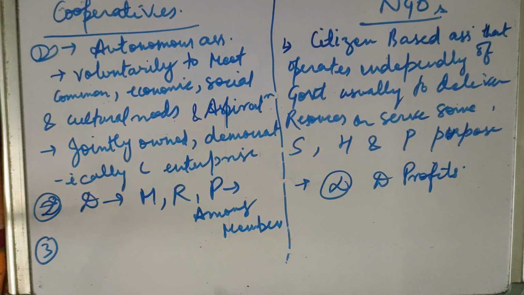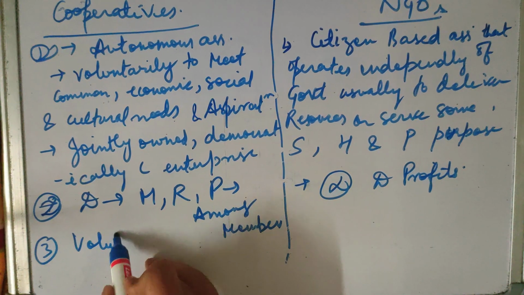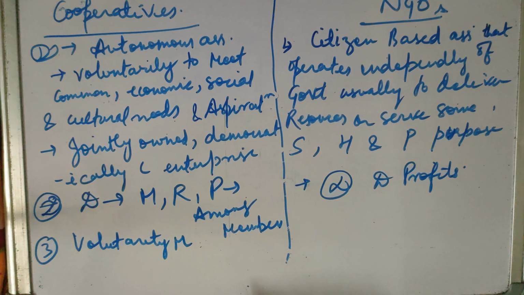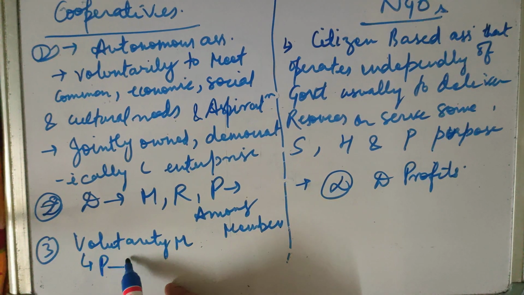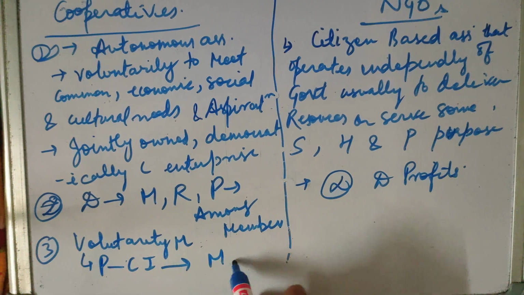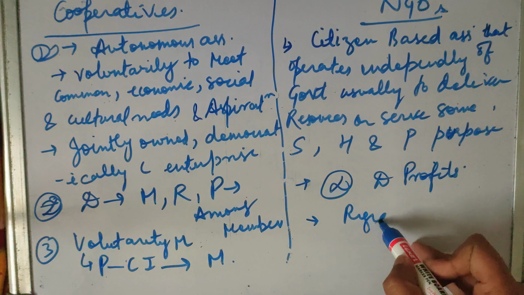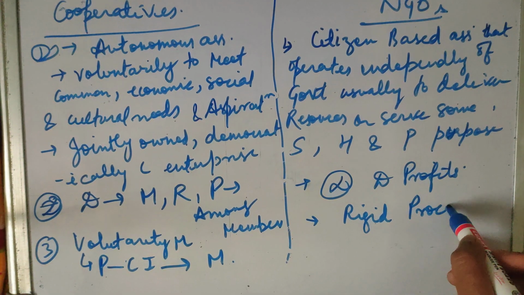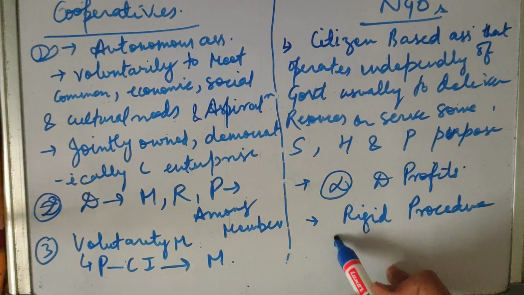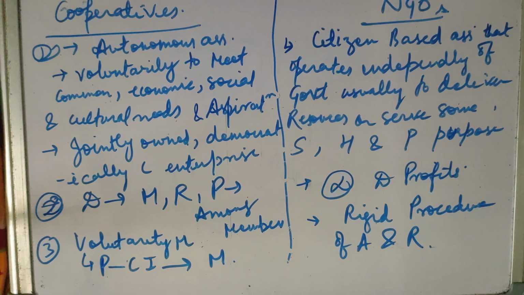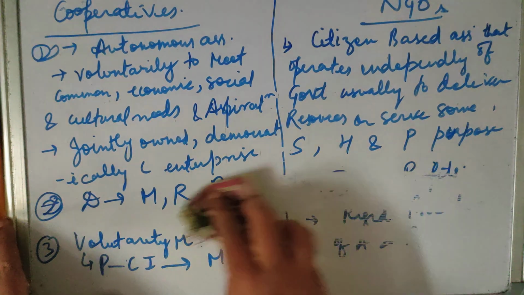Cooperatives are totally based on voluntary membership. A person having a common interest can join as a member. Whereas an NGO has a rigid procedure of appointment and removal. So this is the difference between cooperatives and NGOs. Hope you all understand it.